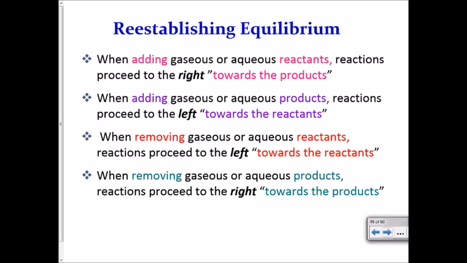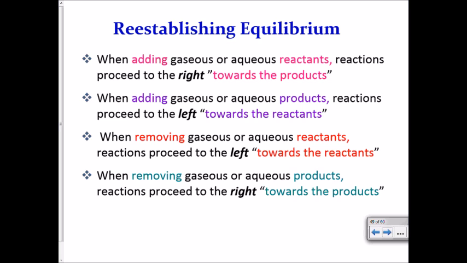Another way of reestablishing: when adding gaseous or aqueous reactants, reactions proceed to the right towards the products. When adding gaseous or aqueous products, reactions proceed to the left towards the reactants. So when you add to the products, it goes the opposite direction. When you add to the reactants, it goes the opposite direction.